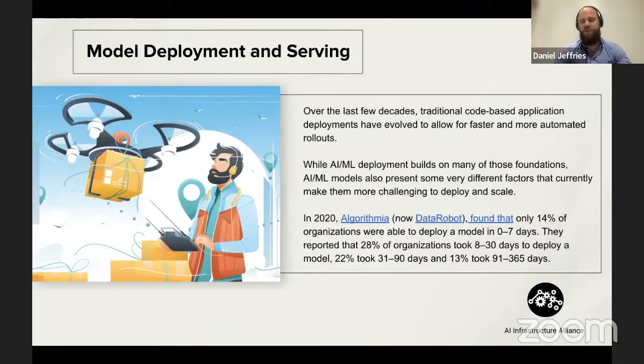A model might have to be in a shadow deployment or a blue-green deployment for a month. And you have to be looking at the different metrics and gathering statistics on it to make sure that it isn't performing much worse or doing things that you didn't expect it to do, right? So there's a lot of different things you have to really look at. Now, Algorithmia found in 2020 that very few people were getting models into production in 0 to 7 days, about 14%. And they reported that 28% of organizations took 8 to 30 days.